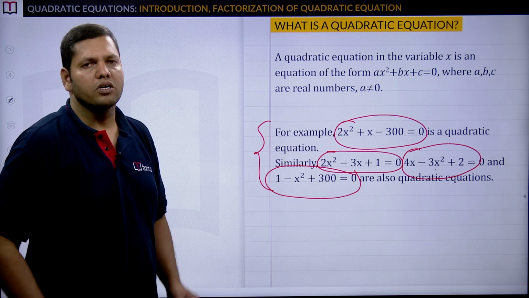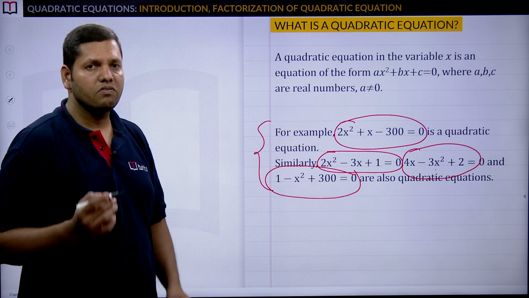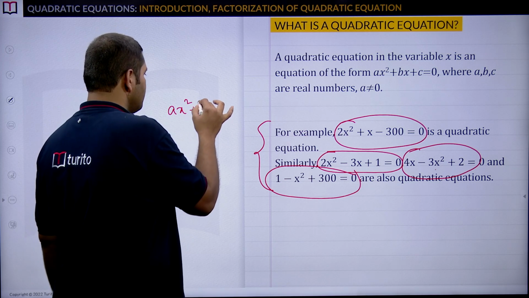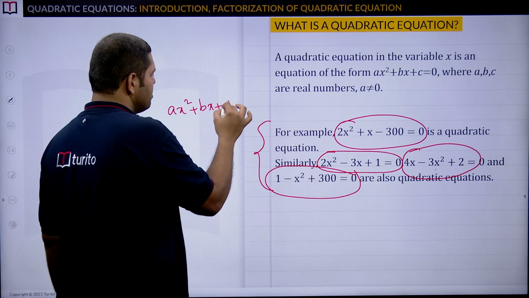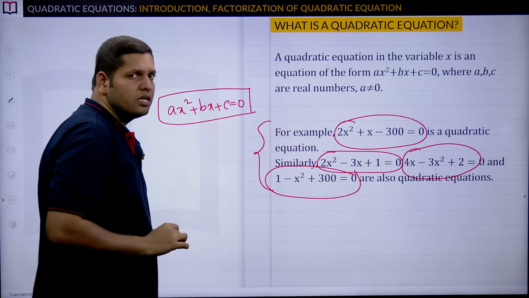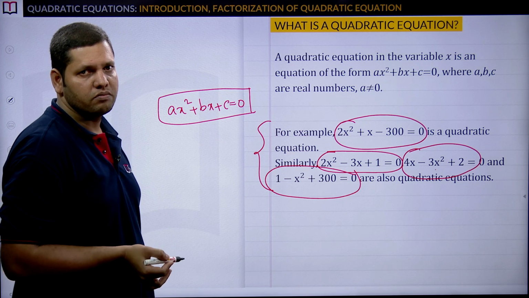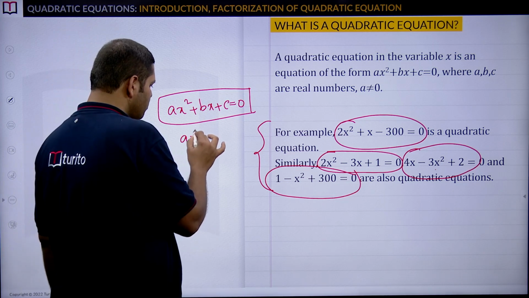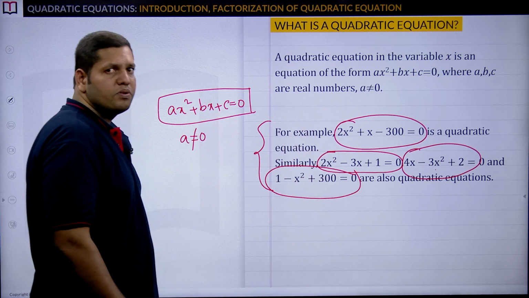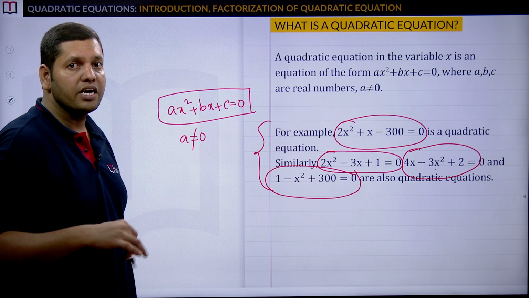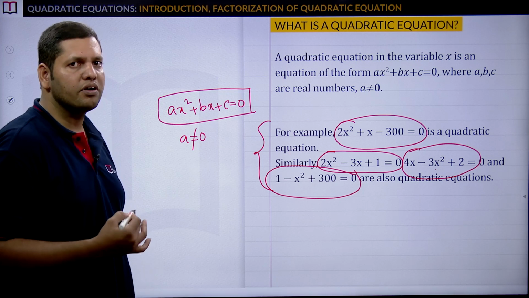Yes or no, children? So, quadratic equation means what, children? An equation in the form of, very simple, ax square plus bx plus c equal to 0, children. If it is in this form, then we can say it is a quadratic equation. Okay. And here what is the condition I told you? Here a should not be equal to 0. Here a should be what, children? A non-zero number, isn't it? Then only we can say it is a quadratic equation.